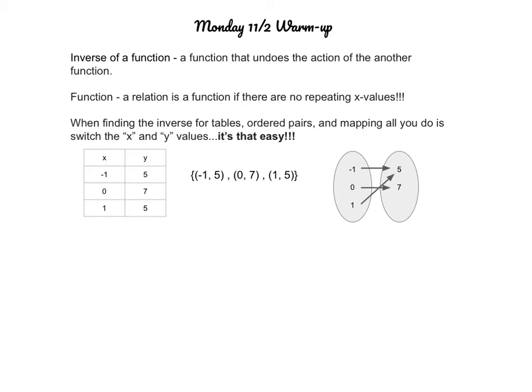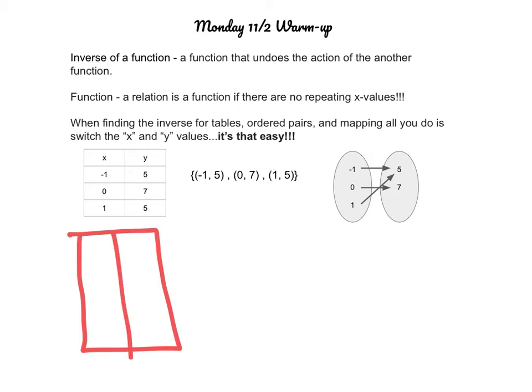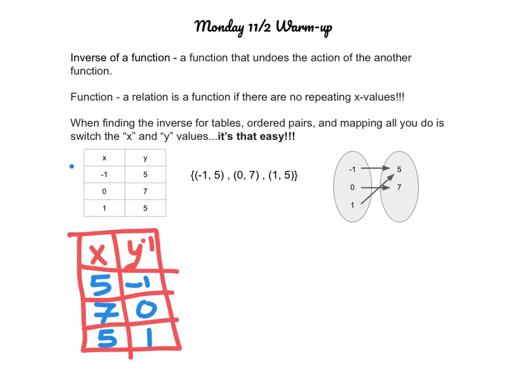So let's take a look at this table right here. How would we get the inverse table? We just would draw another table. First, we would have x, and this would not be y, this would be y to the -1, and that would represent the inverse. All we need to do from here is switch these ordered pairs. We're going to take -1 and 5, switch, and it becomes 5 and -1. 0 and 7 switch, that becomes 7 and 0. 1 and 5 switch, and that becomes 5 and 1. So these two tables are inverses of each other, and all we did is switch the ordered pairs.